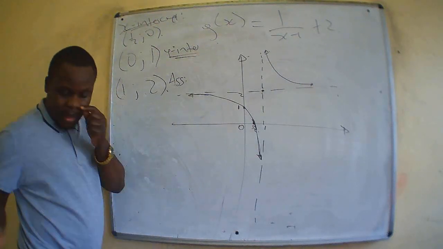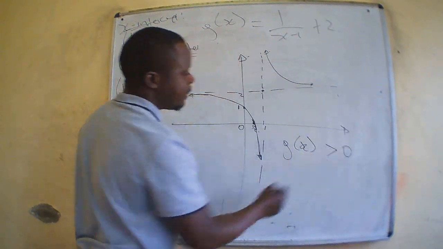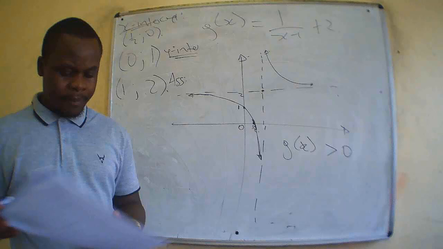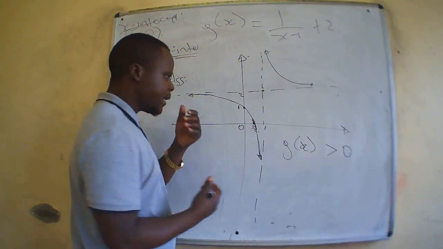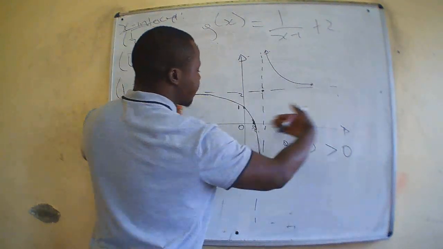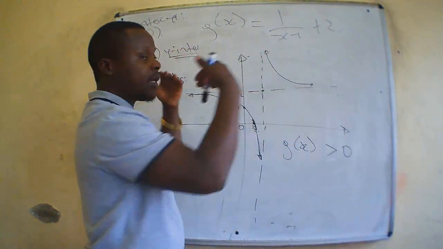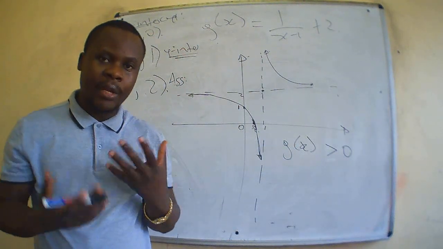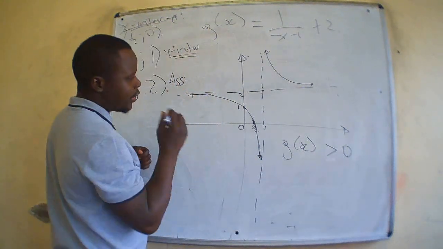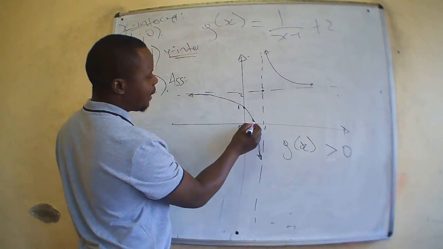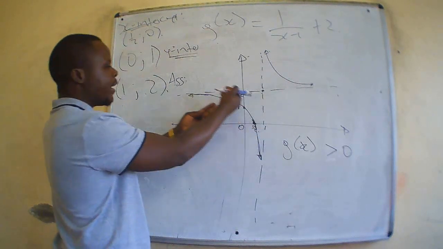The next question talks about values of x for which g of x is bigger than 0. Now, for us to understand this case, what we need to understand is that larger than 0, we are focusing above the x-intercept. We need to look at how the graph is behaving above the x-axis. At this point, we can see that above the x-axis, the graph crosses at x equal to half.